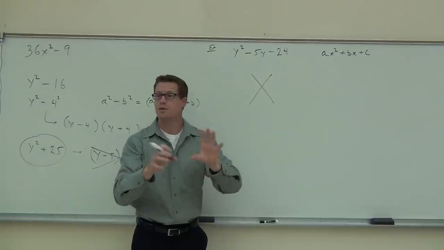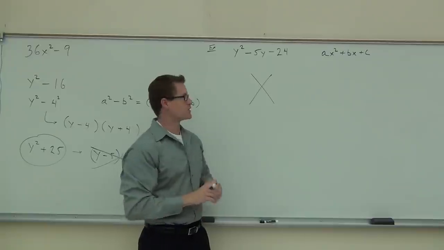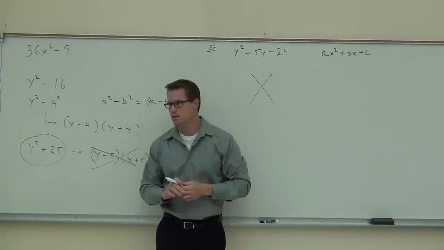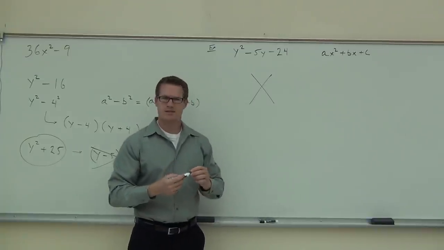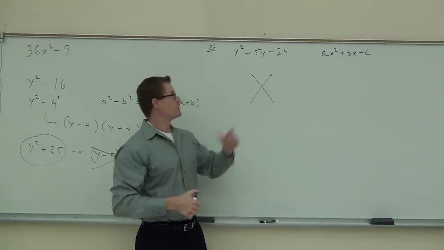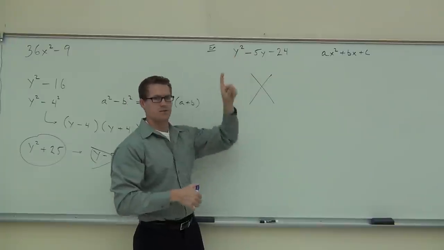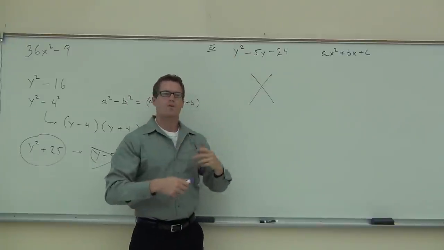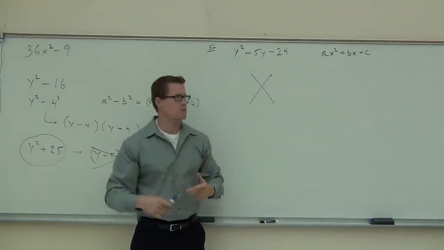Five. It goes with the sign in front of it. So what's the B? Five. Very good. How much is the C? 24. What about the A? One. Is it zero or is it one? One. Yeah, if it was zero, this thing wouldn't even be there, right? But remember, when you don't have a number up front, it's implied to be a one. So we can identify our A is one, our B is negative 5, our C is negative 24.